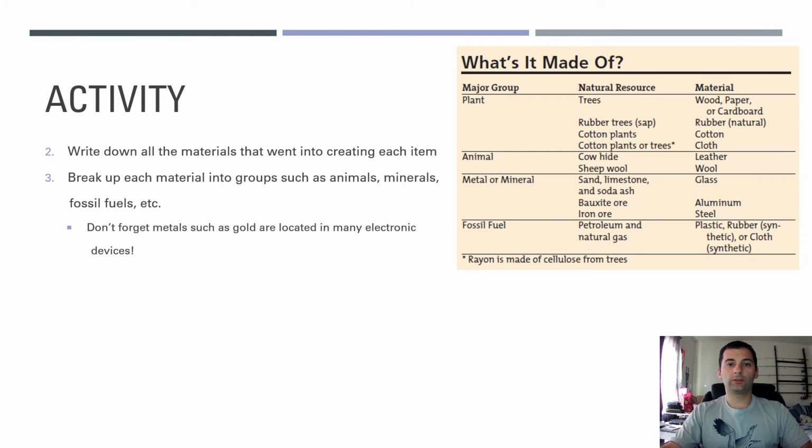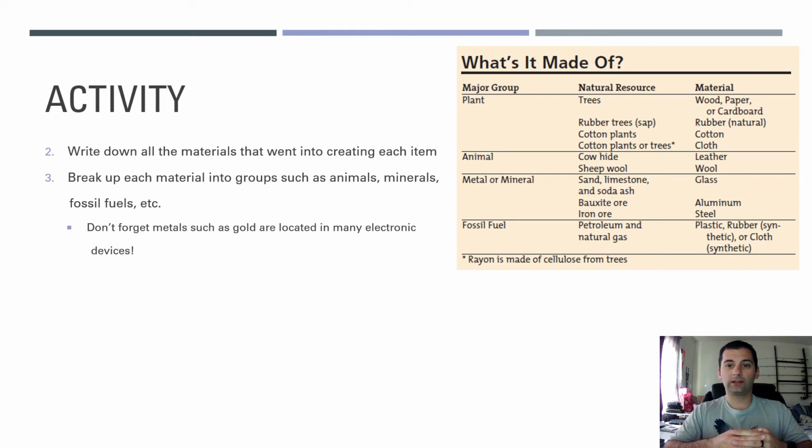Alright, for the second and third part of this activity, I would like you to write down all the materials that not only comprise your objects, but also went into making them. So did, for example, coal have to be burned to manipulate the steel that is in, let's say you have a steel shovel or something like that next to you.